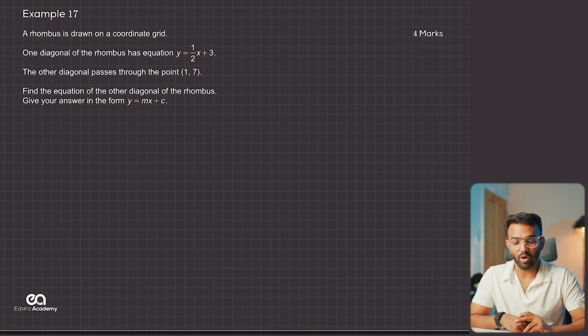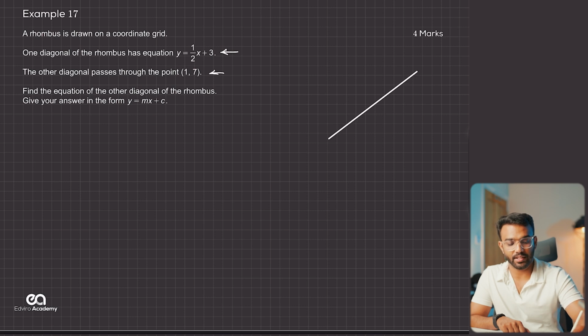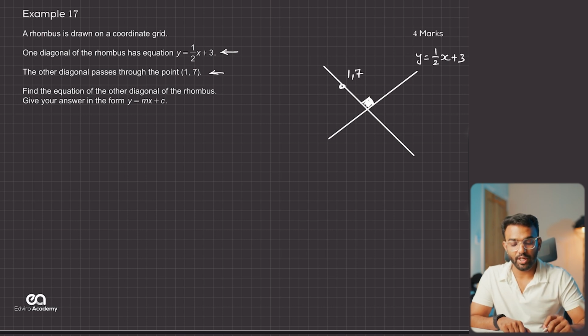So here is an example. A rhombus is drawn on a coordinate grid. One diagonal of the rhombus has this equation, so this is one diagonal, and the other diagonal passes through this point. So we have, let's just say this is one diagonal and it has got the equation y equals half x plus 3, and there is another diagonal like this. But remember, guys, the diagonals of a rhombus bisect each other and they also form a 90-degree angle, although this is not an accurate diagram, and it is also passing through 1, 7. Find the equation of the other diagonal of the rhombus. So if this is L2 and this is L1, we've got to find the equation of L2.